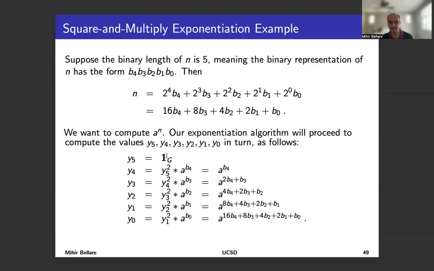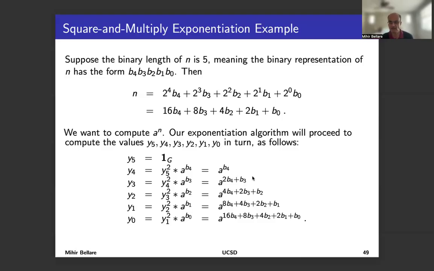So the first time I square 1, which gives me back 1, and multiply by a to the b4. Multiplying anything by 1 doesn't change it, so I get a to the b4. Next step, I would square this. That would give me a to the 2b4, and multiply by a to the b3. Since this is multiplication, in the exponents it's an addition, so it would look like that.